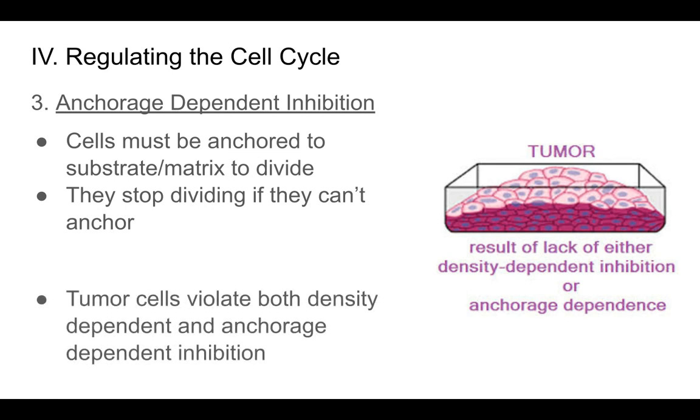This is something that cancer cells, tumor cells specifically, violate because they can both increase in their area. So they sort of ignore the density-dependent stuff that we talked about a second ago, and they accumulate one on top of the other. So they ignore this anchorage-dependent inhibition as well. And so again, we'll try to connect those back to cancer. But those three things are ways that the cell cycle is regulated that doesn't involve cyclins.